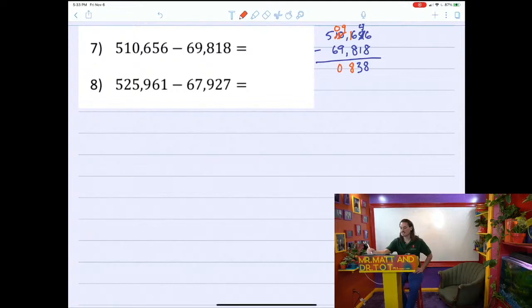0 minus 6 I can't do, so I have to borrow 1 from 5, making it 4, and making the 0 10. 10 minus 6 is 4, and nothing is there to affect the hundredths value in the top number, so that 4 just carries down. So you're going to have a final answer of 440,838.